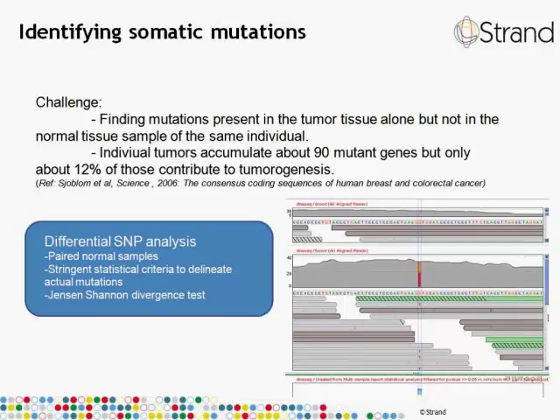Somatic mutations could be found using this algorithm as those present in tumor but not in the blood. Here is an example where you can see that there is a G to T change in the tumor sample but not in the blood.